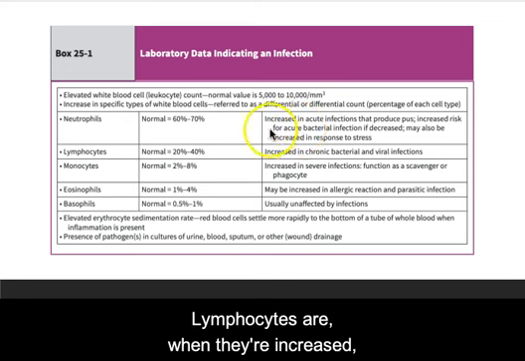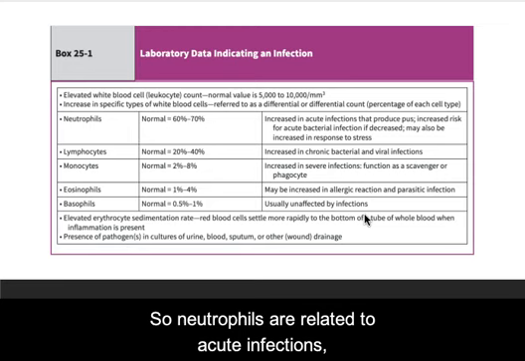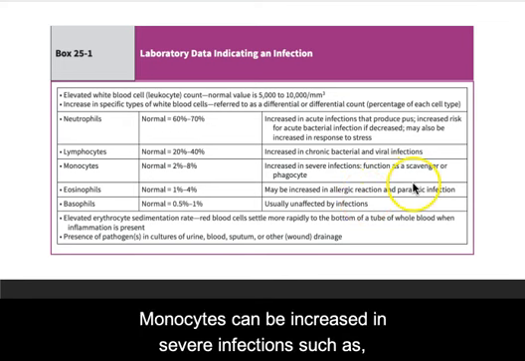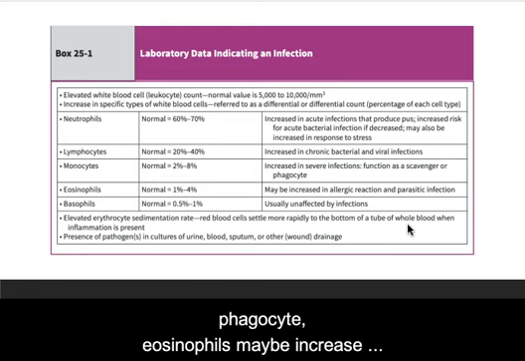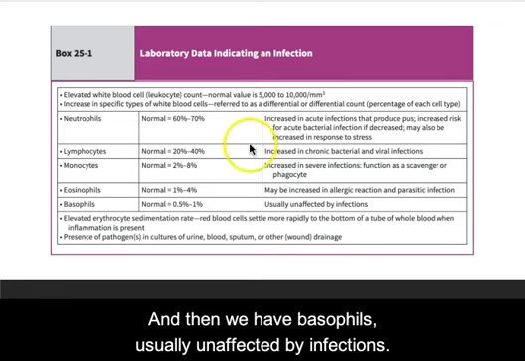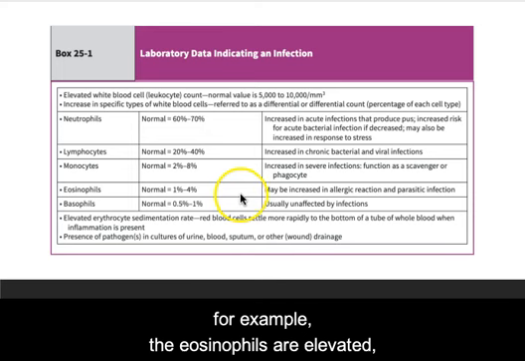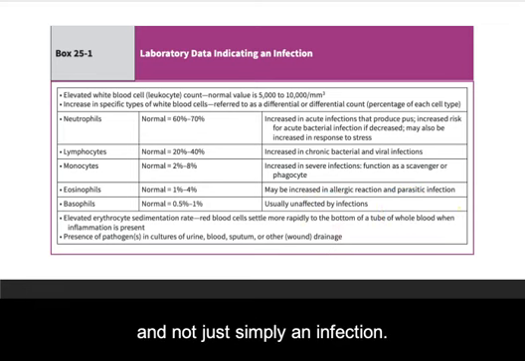Lymphocytes, when they're increased, can indicate chronic bacterial or viral infections. So neutrophils are related to acute infections, lymphocytes to chronic infections. Monocytes can be increased in severe infections, as a scavenger or a phagocyte. Eosinophils may be increased in allergic reaction and parasitic infections, and then we have basophils, usually unaffected by infections. So when we look at lab values and you notice, for example, the eosinophils are elevated, it could be because of an allergic reaction as well, and not just simply an infection.